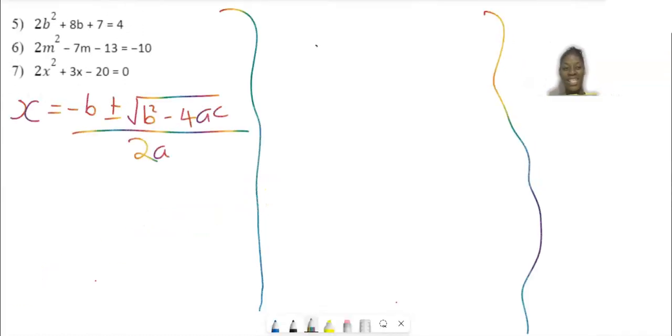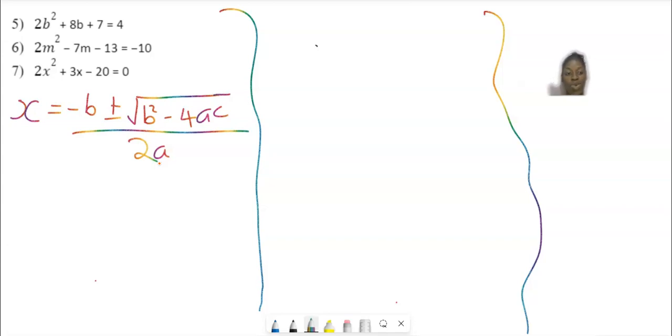So the formula is x is equal to negative b plus or minus the square root of b squared minus 4ac, all divided by 2a. It is best to have a calculator. So get your paper, get your pencil, get your calculators.